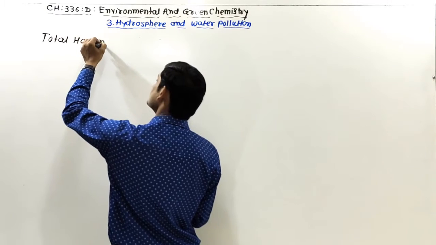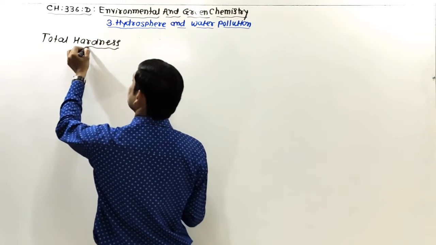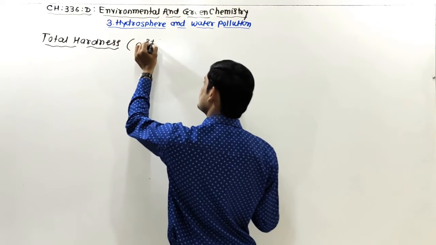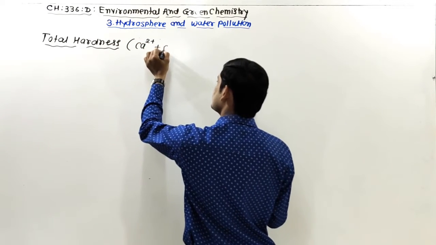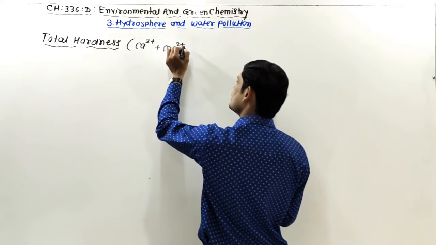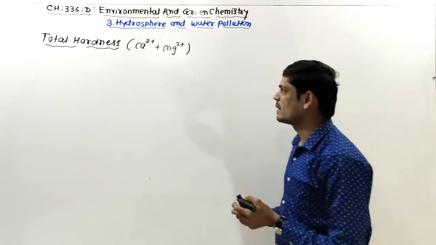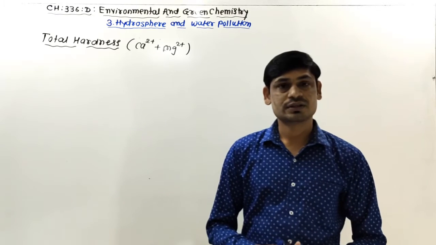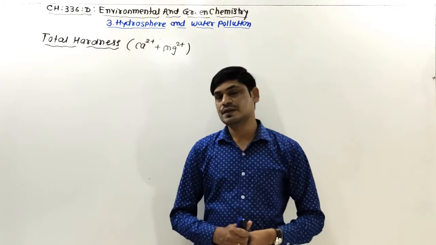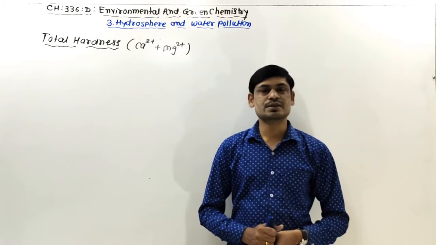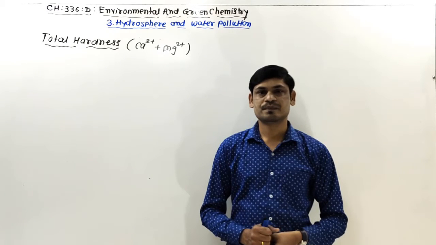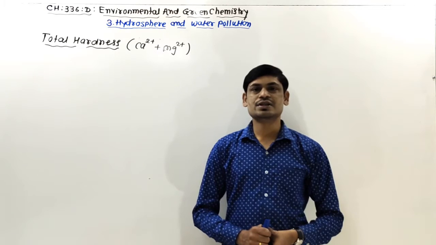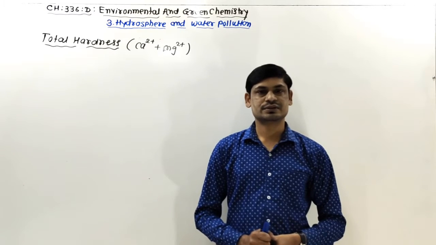Total hardness we call it. Total hardness means Ca2+ and Mg2+ ions present in the water sample. In fact, the presence of Ca2+ and Mg2+ ions in the water is the indication of hardness of water.